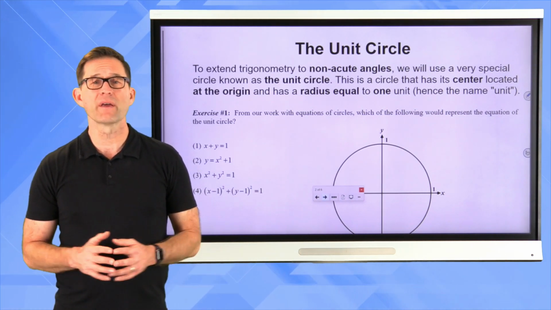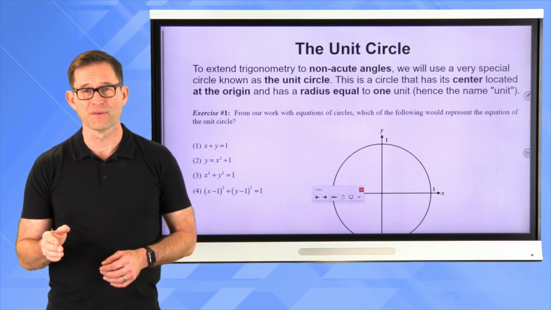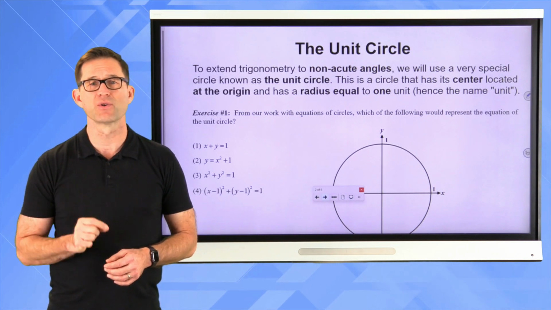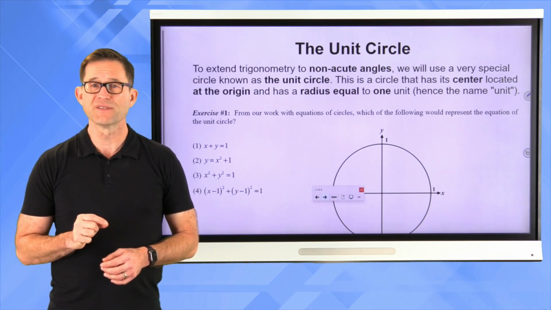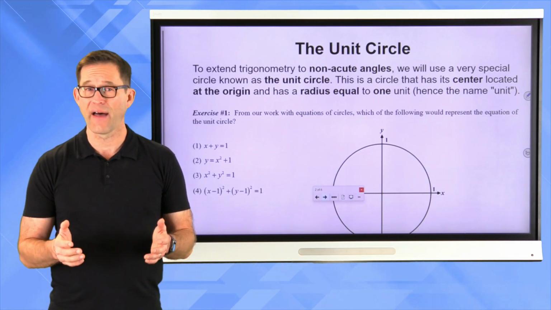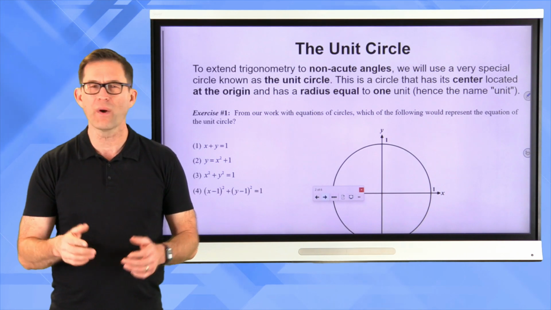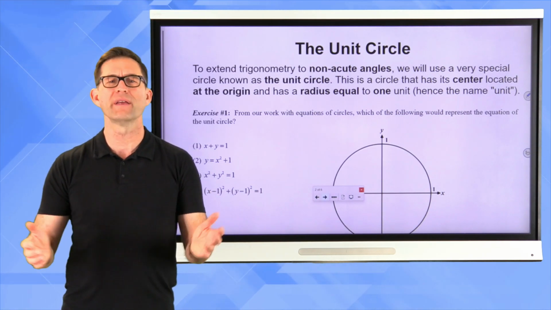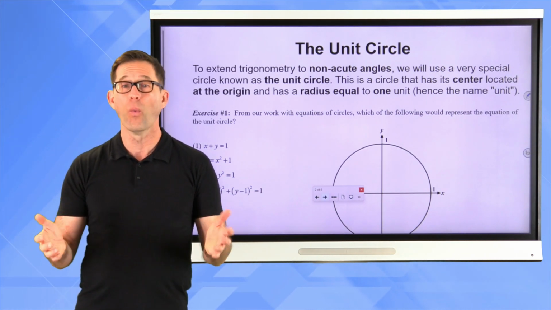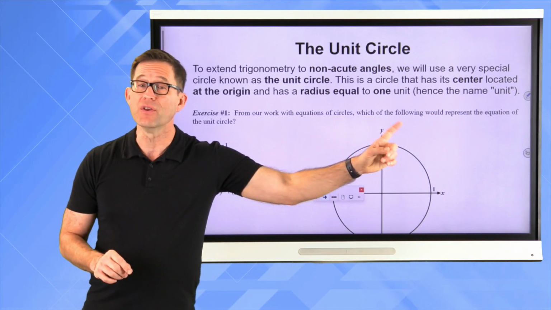To extend trigonometry to non-acute angles, we will use a very special circle known as the unit circle. This is a circle that has its center located at the origin and has a radius equal to 1 unit, whatever that 1 is. 1 foot, 1 inch, 1 mile, it doesn't matter. 1 unit. Hence the name, the unit circle.